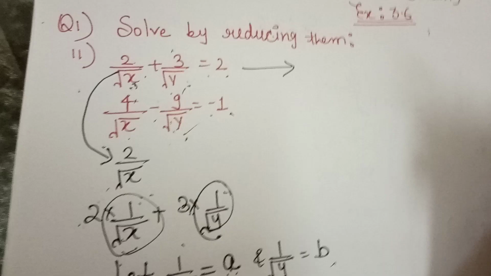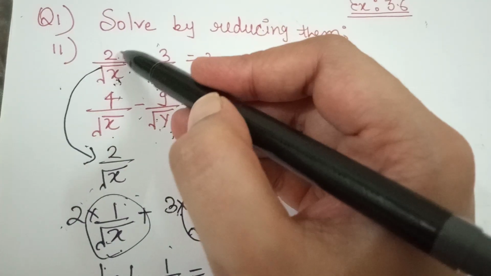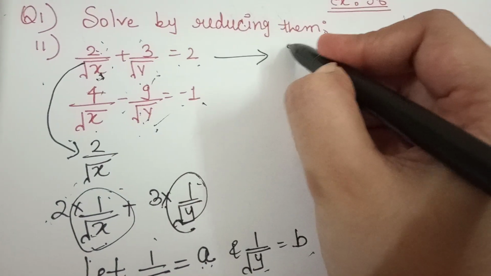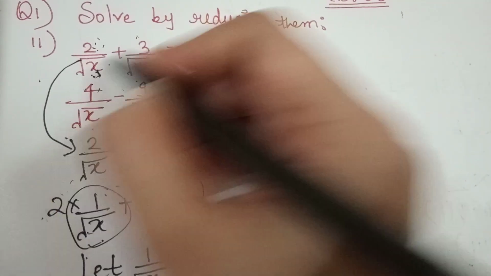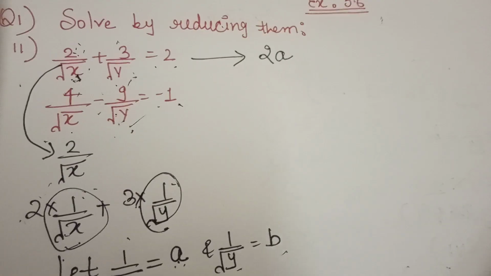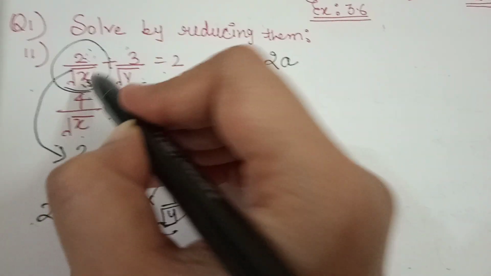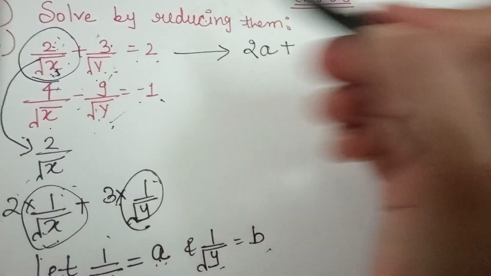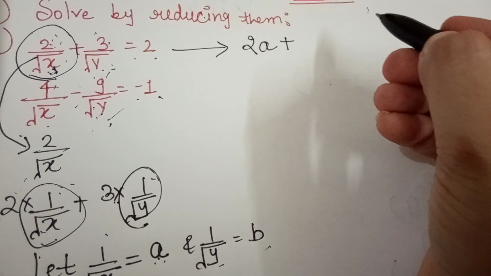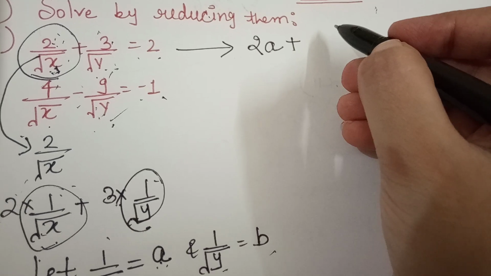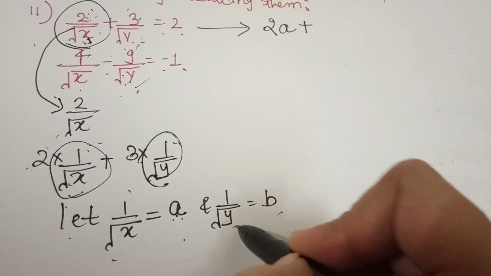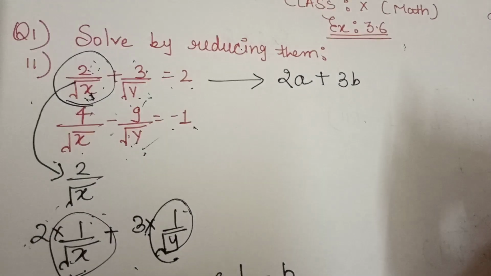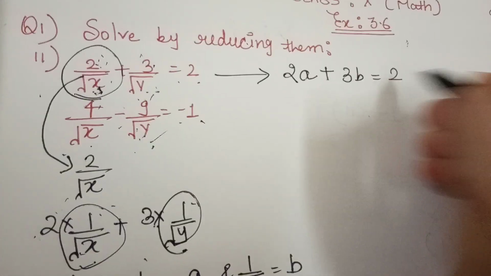Let's start with the first equation. We have only let the value of 1 upon root x, not 2 upon root x. So 2 will be as it is, and 1 upon root x is equal to a. So this first term will become 2a plus 3 upon root y. It means 3 into 1 upon root y, and 1 upon root y is equal to b, according to what we have let. So this will be 3b equal to 2.